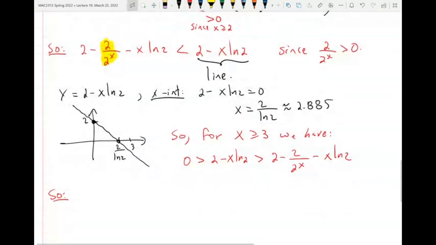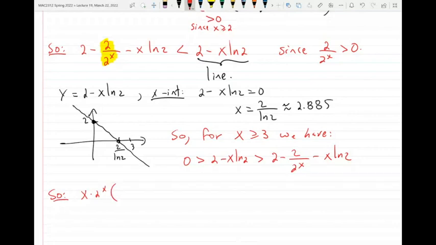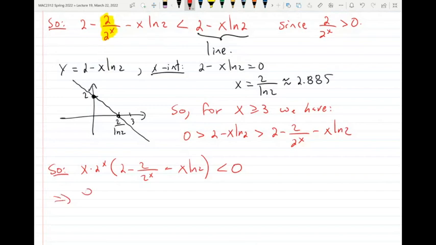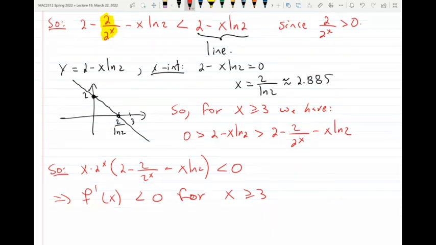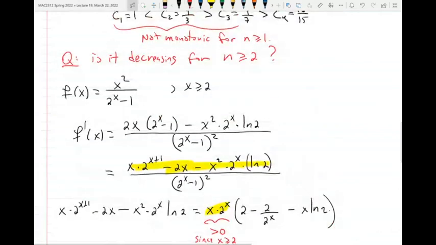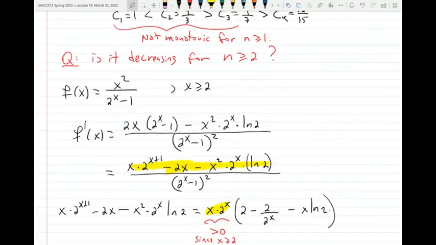So x times 2 to the x times 2 minus this quantity is going to be less than 0, which implies that our derivative is less than 0 for x greater than or equal to 3. Remember, we obtained all of this inequality for x greater than or equal to 3. Okay? And just to quickly see what's going on, with two derivatives we obtain this expression, and then our job is to figure out is this positive or is this negative. Okay? For x greater than or equal to 2.